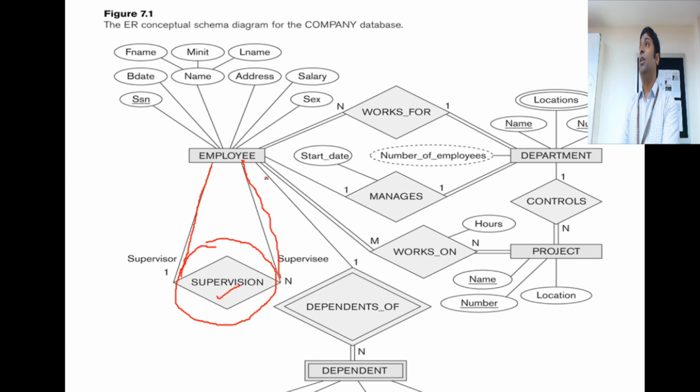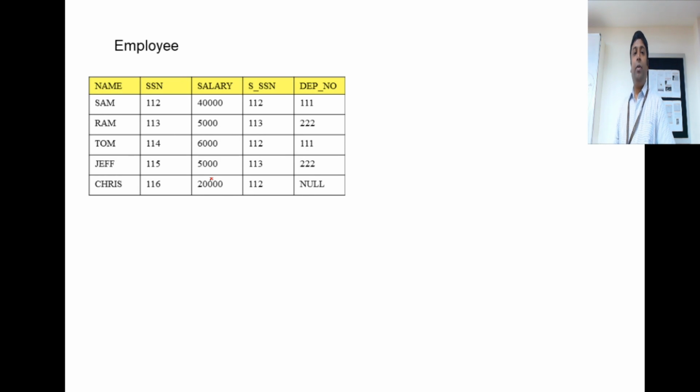So how is this going to be converted to a table? You're going to have a foreign key mapping to the same table. That's what is the meaning here. So we'll see how this relation is converted to a table. What it means here is, an employee supervises another employee. Very simple concept. When you take a look at the employee table, how is this managed within it? Let's say you have Sam, whose SSN is 112, salary 40,000. His supervisor SSN, who is the boss for Sam, is again 112. So it means Sam is the head of the company, so he is supervising himself.